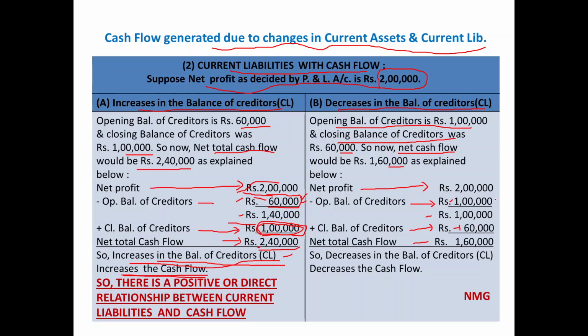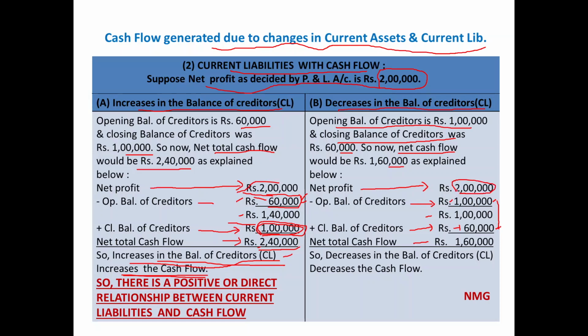Second, comparison of two balances. Opening balance was 1 lakh, closing balance is 60,000. So during the year, the balance of creditors has been decreased by rupees 40,000. Opening balance was 1 lakh, closing balance is 60,000. From 1 lakh to 60,000, it indicates decreases by 40,000. What impact came on the cash flow?